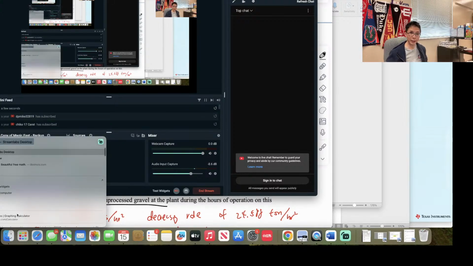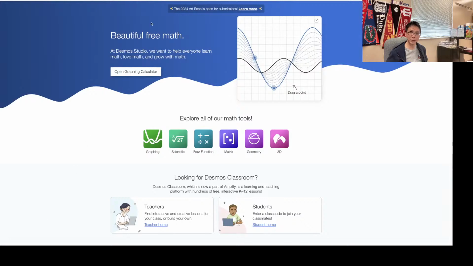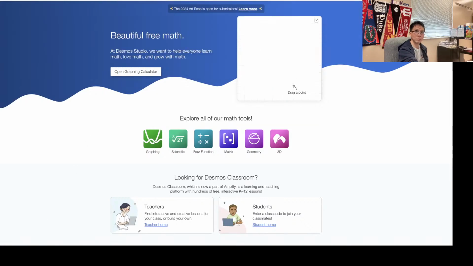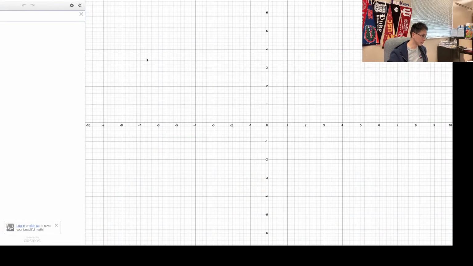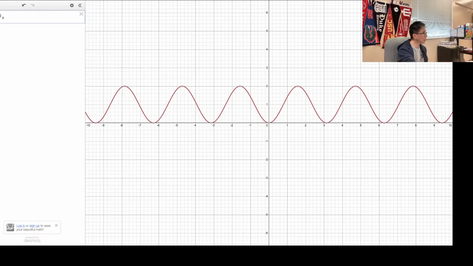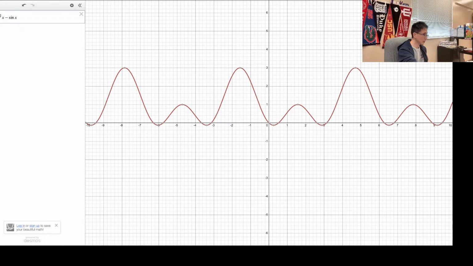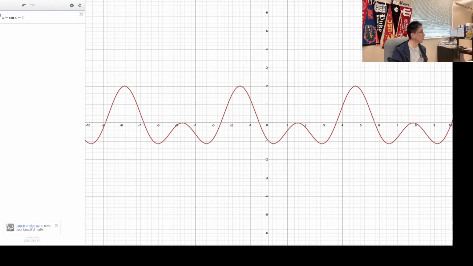So if I type in the equation, I'm going to go decimals. What was the first equation? Two sine squared x minus sine x minus 1 equal to 2. Do I put in equal to 0?